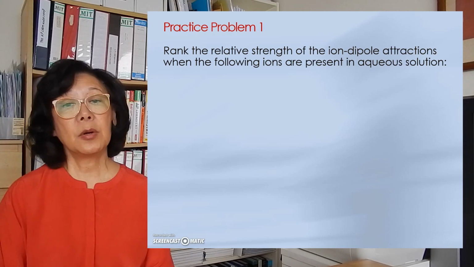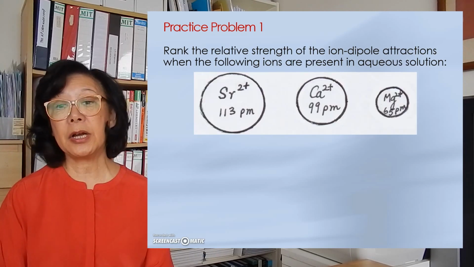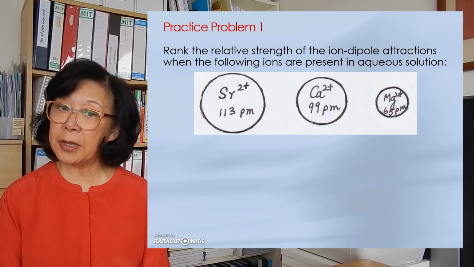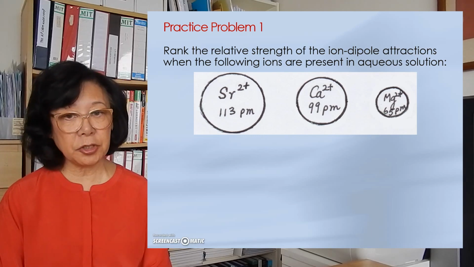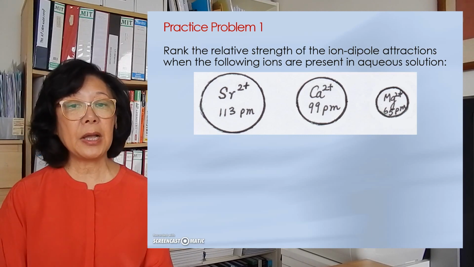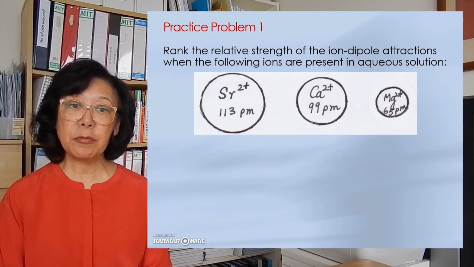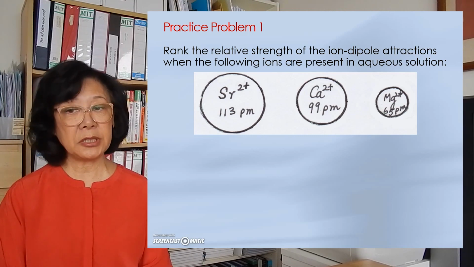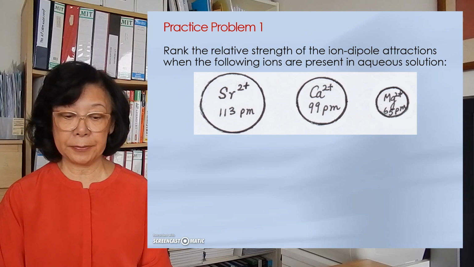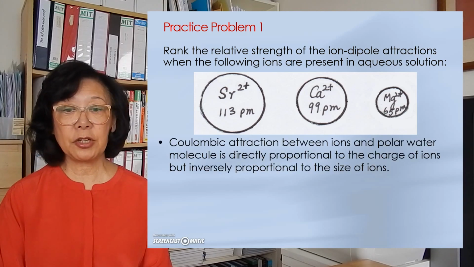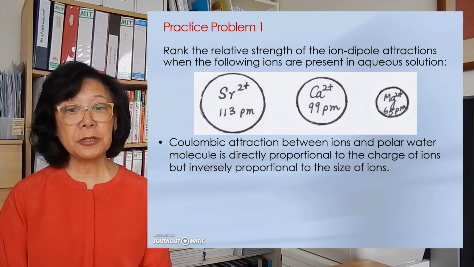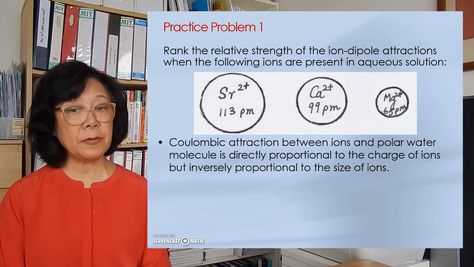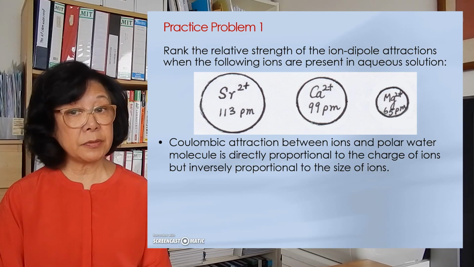Here's a problem. Rank the relative strength of the ion-dipole attraction when strontium ion, calcium ion, and magnesium ion are placed in aqueous solution. Now notice their ionic radii: 113 picometers for strontium, 99 picometers for calcium ion, and 65 picometers for magnesium ion. The Coulombic attraction between ions and polar water is directly proportional to the charge of the ions, but inversely proportional to the size of the ions.